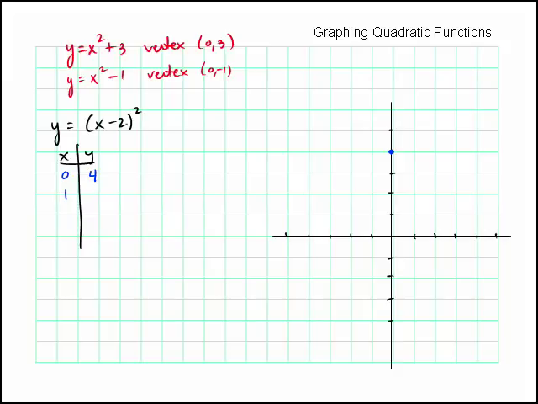If I plug in 1, that's going to be 1 minus 2 squared. That's actually going to be a positive 1. If I plug in 2, I get 0. If I plug in 3, I get 1. And if I plug in 4, I get 4.